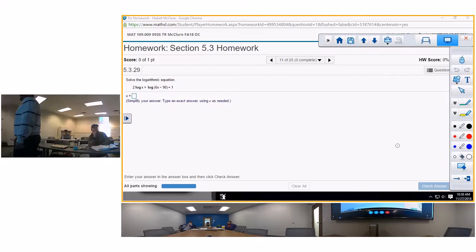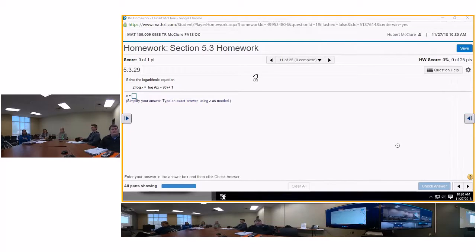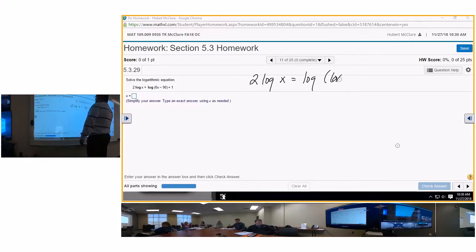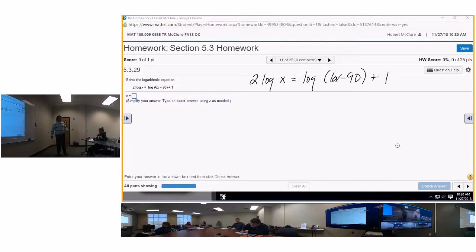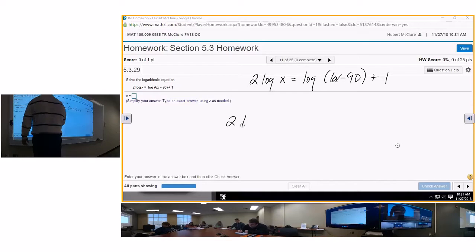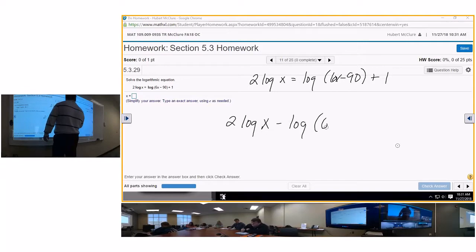All right, so then we've got 2 log of x equals log of 6x minus 90 plus 1. Now, what's the first thing you should do? Get everything on the left-hand side. Get all your logs on whichever side, since the 1 is over there. So I'm going to take this one over here, and I'm going to have 2 log of x minus log of 6x minus 90.